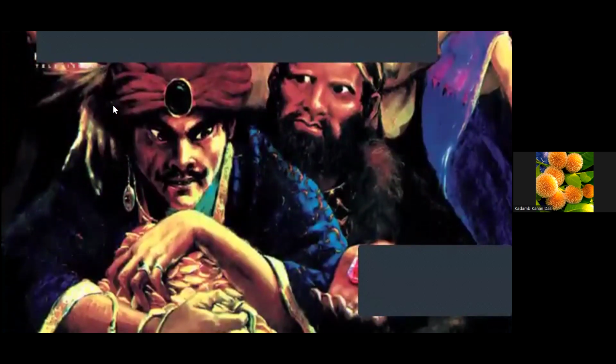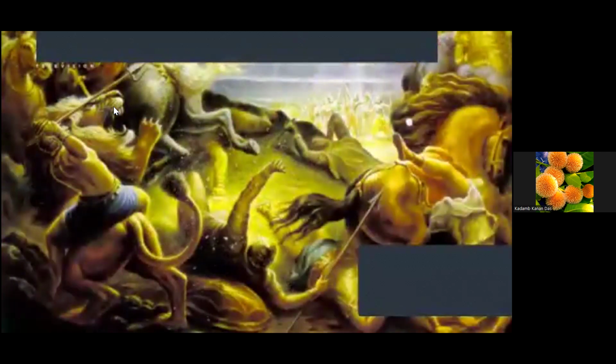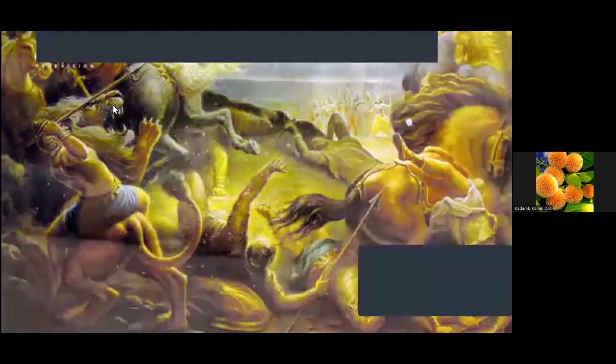When one dies in the mode of goodness, he attains to the pure higher planets of the great sages. When one dies in the mode of passion, he takes birth among those engaged in fruitive activities. And when one dies in the mode of ignorance, he takes birth in the animal kingdom.